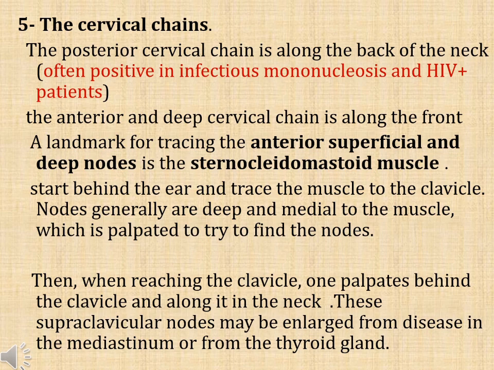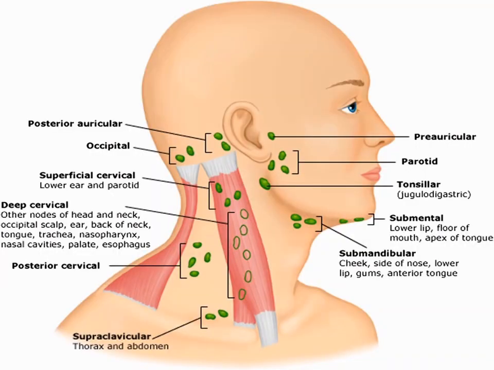2. The submandibular nodes are bilateral and can be palpated by pressing the tissue below the jaw against the medial side of the mandible, or by bimanual palpation with one finger in the mouth and the other externally pushing up.